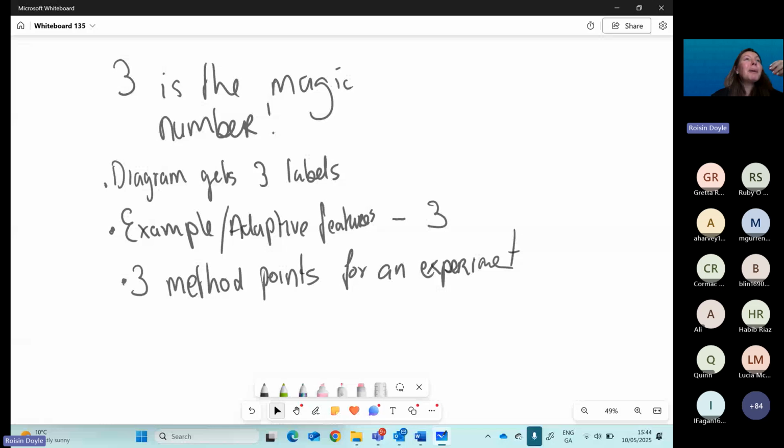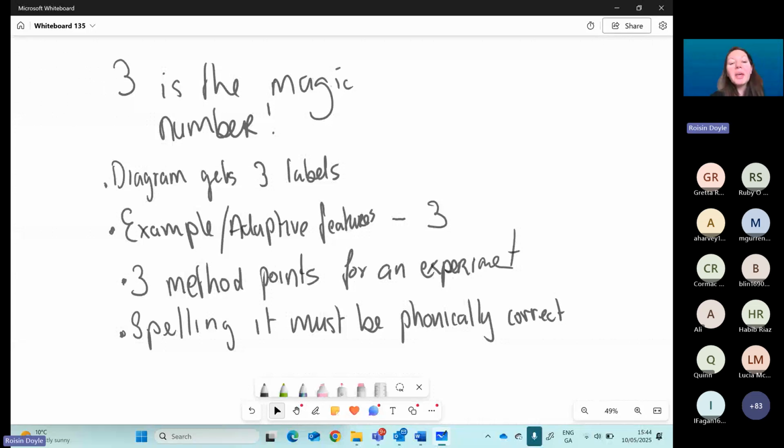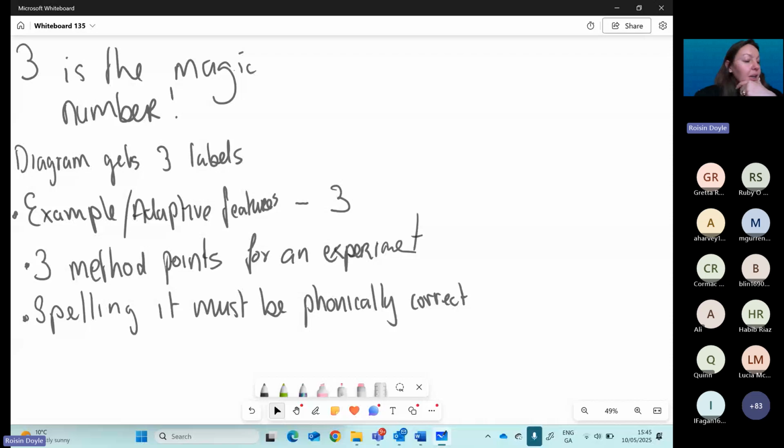Spelling. Spelling doesn't matter to a point. What matters with regards to spelling is that it must be phonetically correct. So what do I mean by that? So for the spelling, it must be phonetically correct.